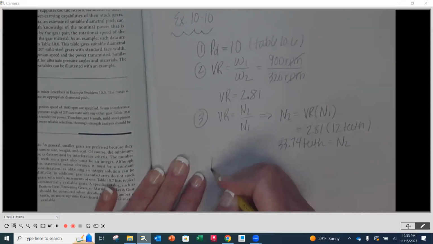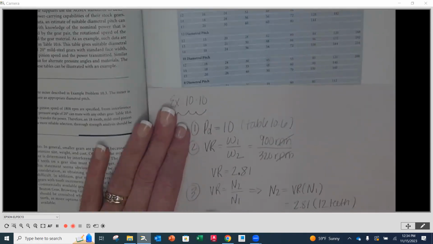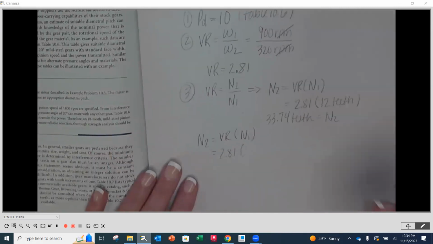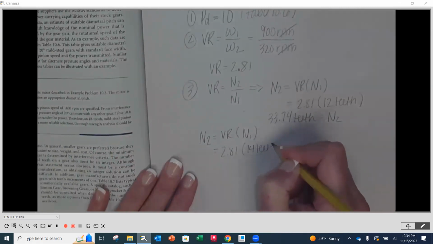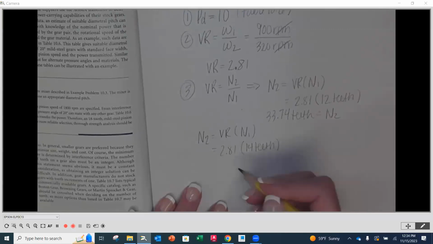No. So if I say my N2 is going to be equal to, now I'm going to try a new pair. Okay. And this time it's going to be 2.81 times, let's try 14. Now, why am I starting with my smaller numbers? What was one of the criteria that I want to keep in mind as I'm creating a gear drive? We want to keep the design as compact as possible, right? As small as possible. So you do want to have those smaller gears most often. You usually have space that you have to fit this within. So it's always good to keep it on that compact size.